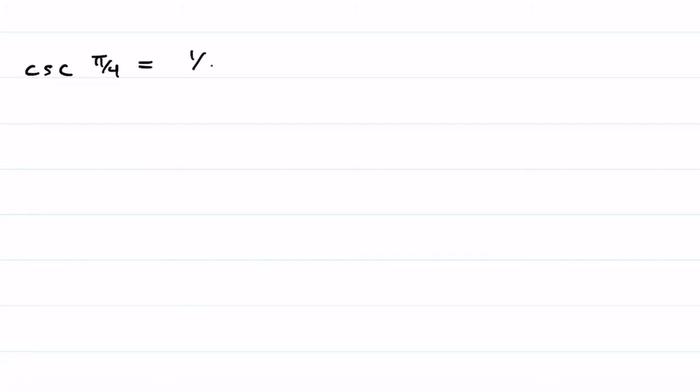All right, let's find cosecant of pi over 4. So I know this is 1 over sine of pi over 4. And now we're just going to go to the unit circle. So the sine of pi over 4 is the y value at pi over 4, which is root 2 over 2. So this is 1 over root 2 over 2.